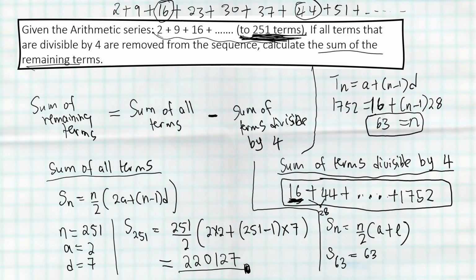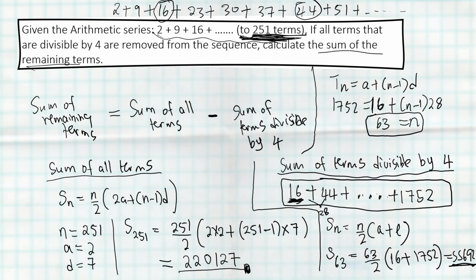It's going to be 63 over 2. What is my a? 16. What is my last term? 1752. Then I can get the sum of terms that are divisible by 4. Let me do this quickly: 63 over 2 times (16 plus 1752). Then I'm getting the answer of 55692. So this is the sum of the terms that are divisible by 4.